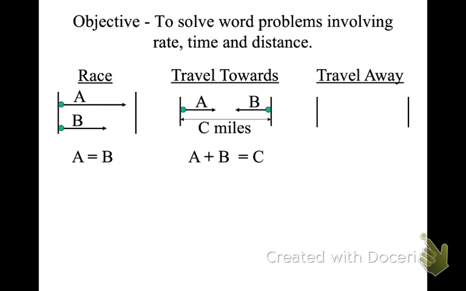The other situation is when two cars start at the same place and they're going in different directions. How long does it take for them to be 15 miles apart? Car A travels so many miles, car B travels so many miles. Together, the distance of A plus the distance of B equals C.